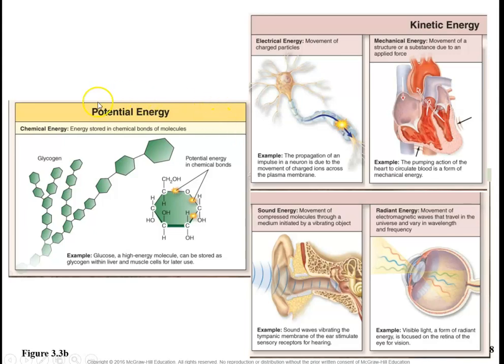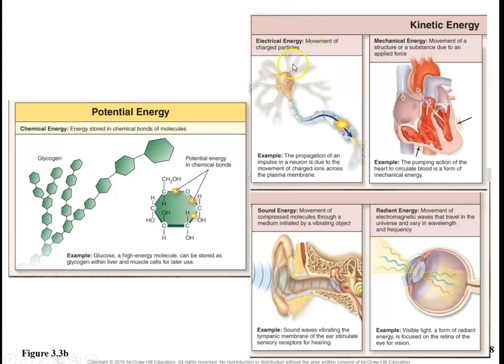You have here showing potential energy stored in the chemical bonds. So when glycogen breaks down into glucose, that releases energy. And then glucose itself has several bonds that break, that produce energy, release energy.